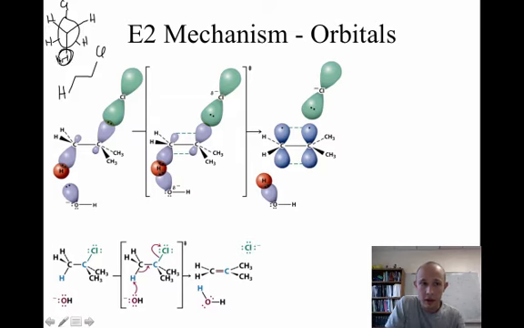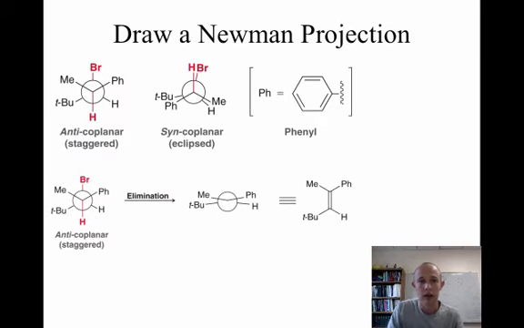But this one is the only one that can be eliminated, because it's the only one that's anti to the chlorine. It's the only one that can have electrons starting to flow into this antibonding orbital. So this bond has to be lined up with this antibonding orbital in order for this pi bond to start to form. And so the leaving group and the hydrogen that's being eliminated must be anti to one another in order to undergo elimination. So like I said, let's look at this example once more.